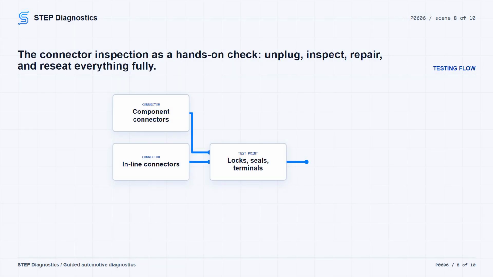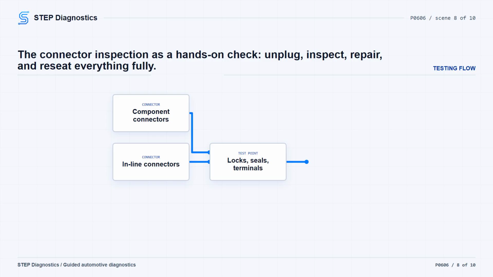Now disconnect all PCM harness connectors. If the vehicle has related inline harness connections, disconnect those too. Also disconnect the related component connectors. Inspect the harness connectors, component connectors, and both male and female terminals.